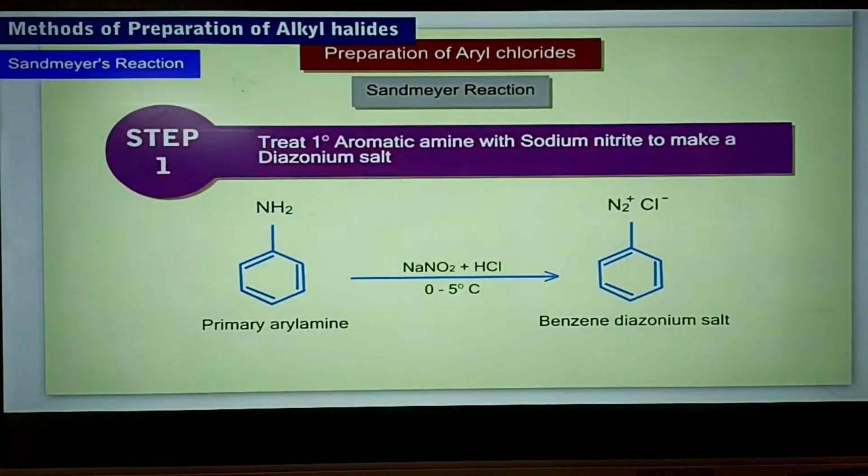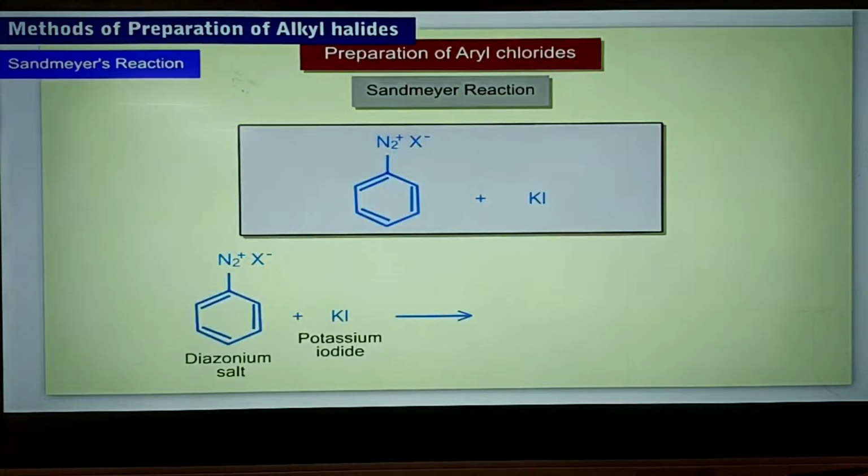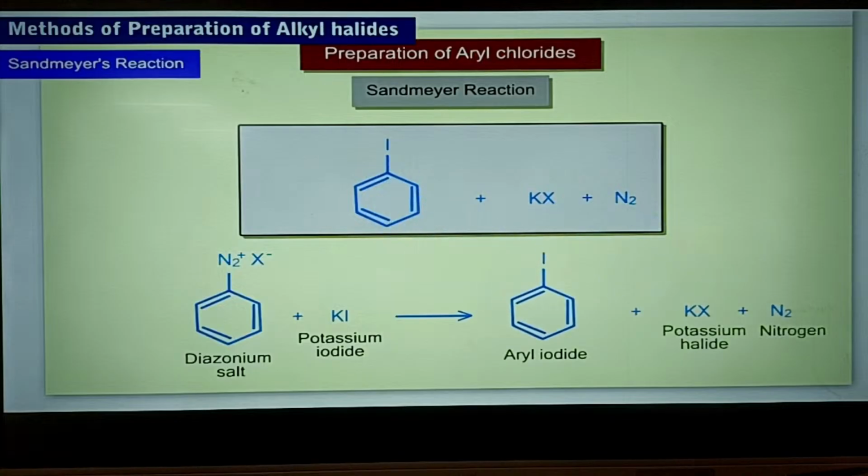In the first step of the Sandmeyer reaction, the primary aromatic amine, dissolved or suspended in a cold aqueous mineral acid, is treated with sodium nitrite to make a diazonium salt. In the second step, the diazonium salt is treated with copper(I) chloride to replace the diazonium group with a chlorine atom. Alternatively, to make an aryl iodide, the diazonium salt can be treated with potassium iodide.